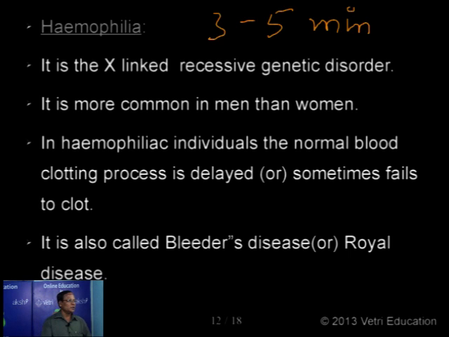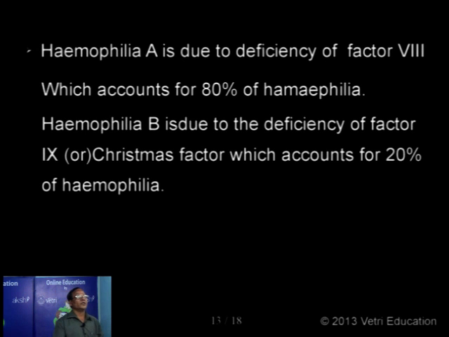Now, I mentioned already that it is also called bleeder's disease or royal disease. What is the reason for that? For clotting to occur in the human body, roughly there are 13 major factors named factor 1, 2, 3 and so on. For example, fibrinogen, calcium ions, prothrombin, thromboplastin, Hageman factor, Stuart factor, plasma thromboplastin antecedent, and so on. In hemophilia, two major factors take part: number one, factor 8, and number two, factor 9. Accordingly, we have two types of hemophilia.